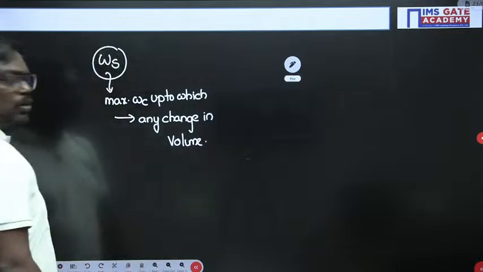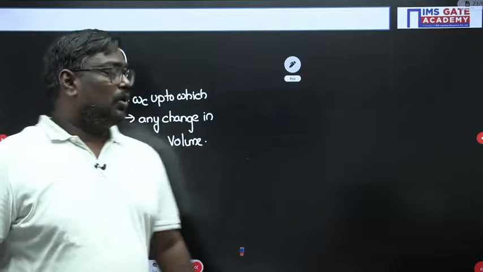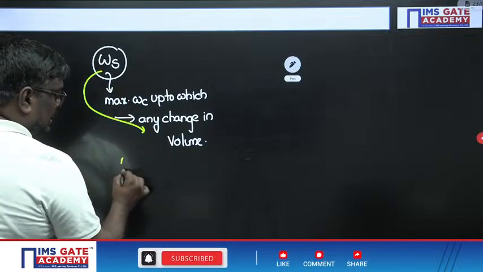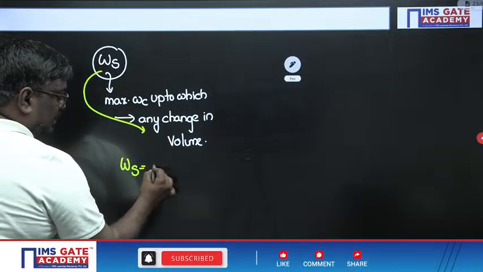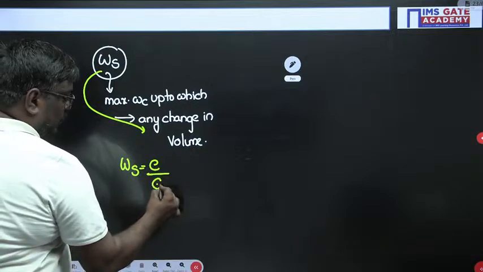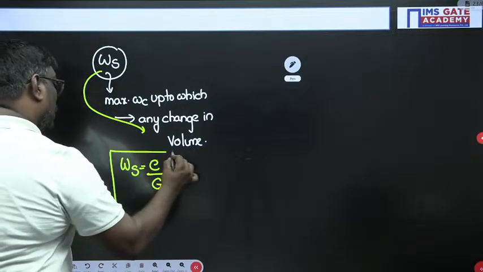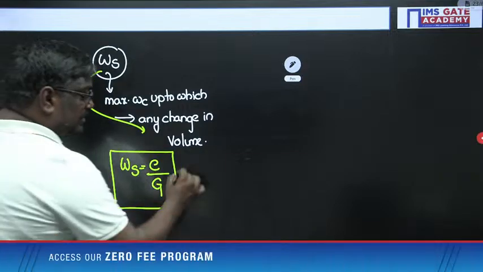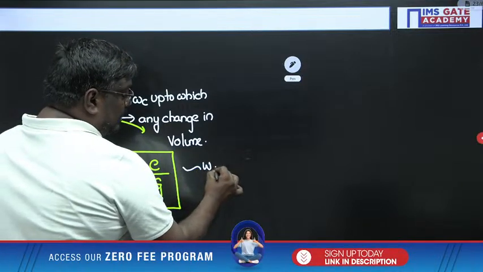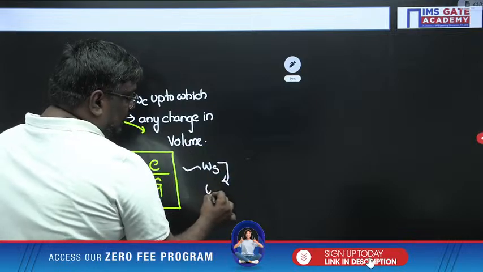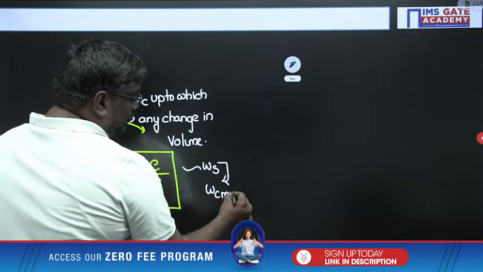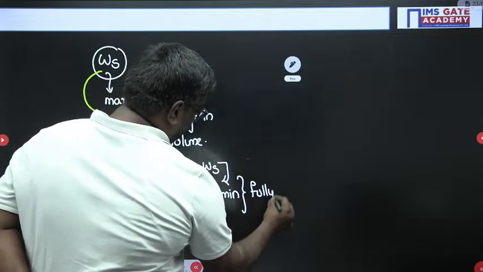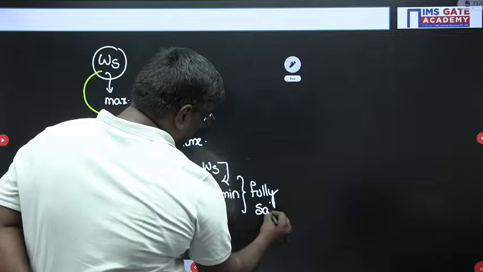I hope you are clear. So this is what we mean by shrinkage limit. And the shrinkage limit is also defined as the water content at which the soil is fully saturated. You can say the shrinkage limit is the minimum water content at which the soil is fully saturated.